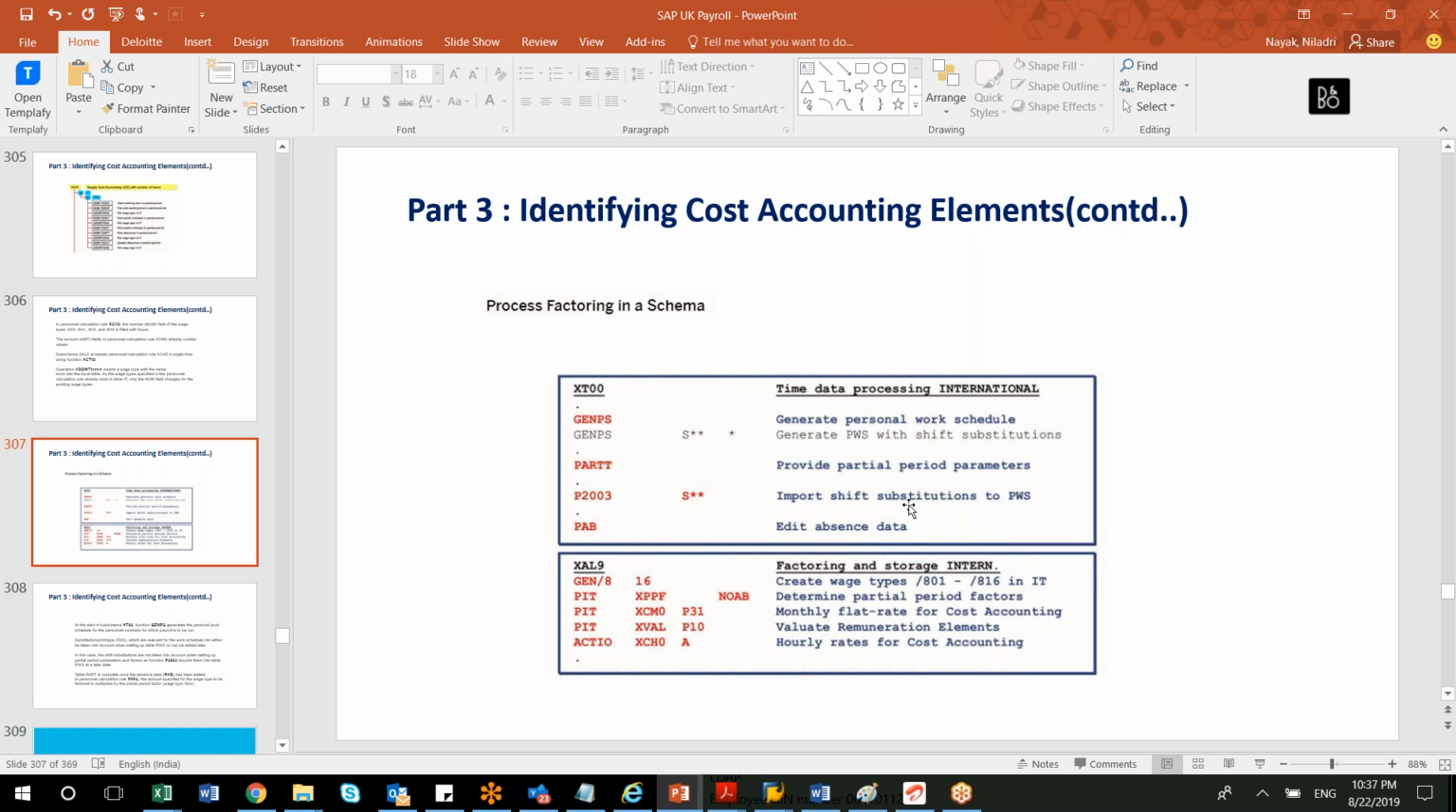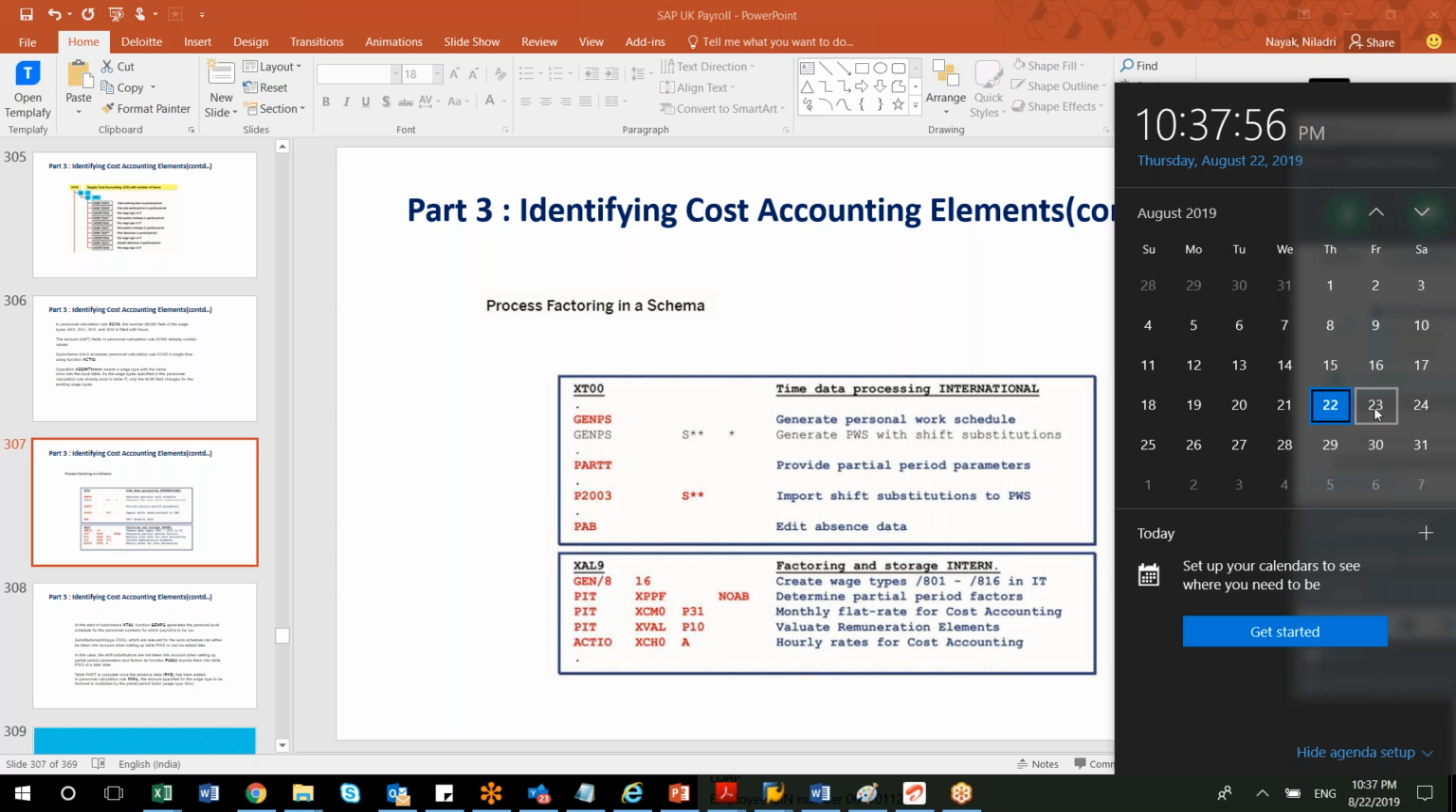Suppose for this particular week I'm working the morning shift every day, say 19th to 23rd, 9 a.m. to 6 p.m. But due to some reason, or some exchange, on the 23rd of August I have to do a night shift. My morning shift is swapped with one of my colleagues. So there is only one small deviation. That deviation we can maintain in infotype 2003.